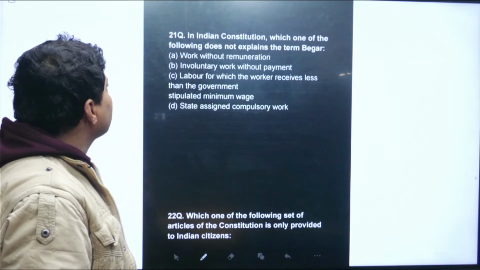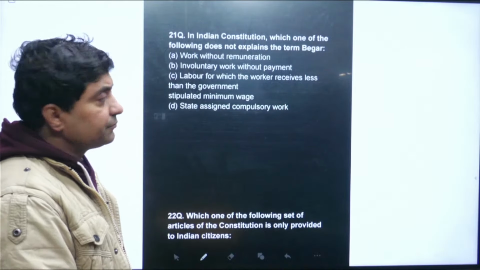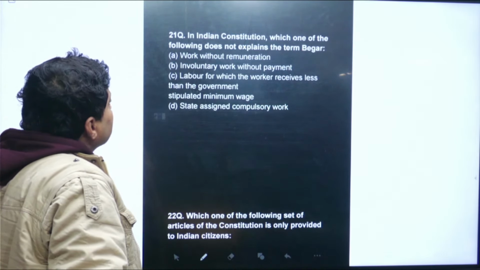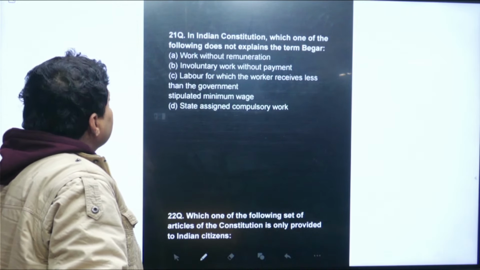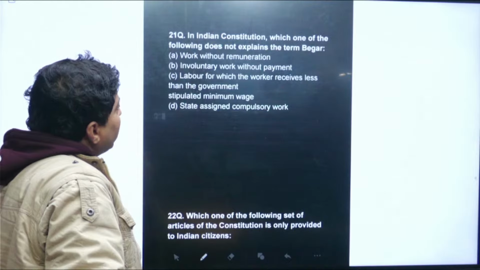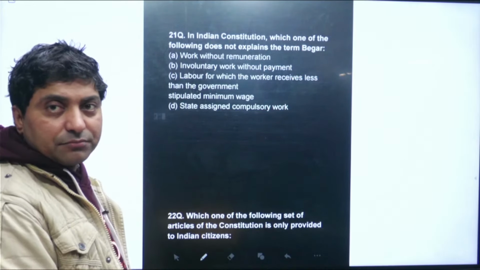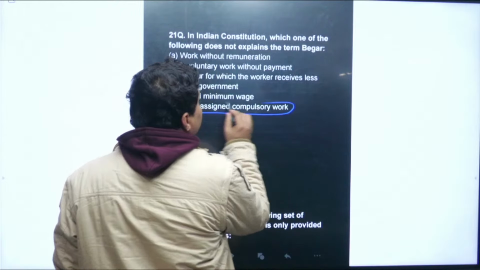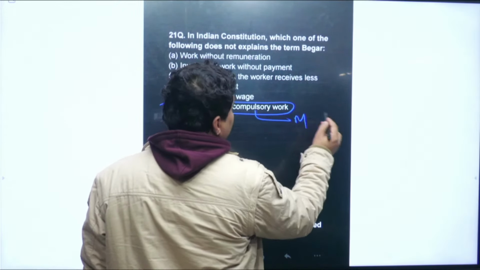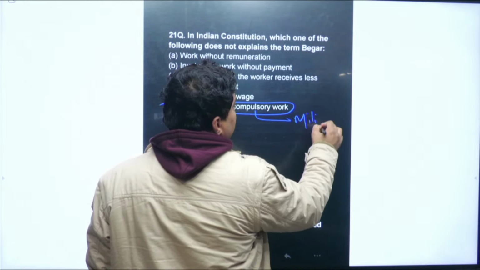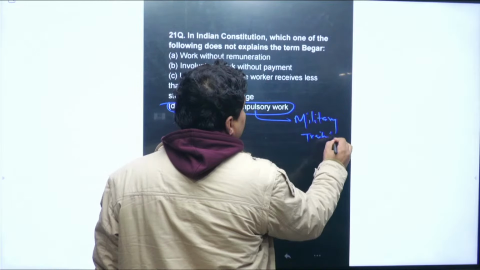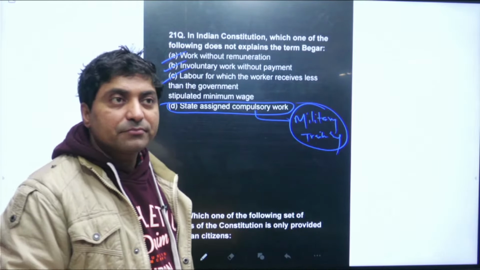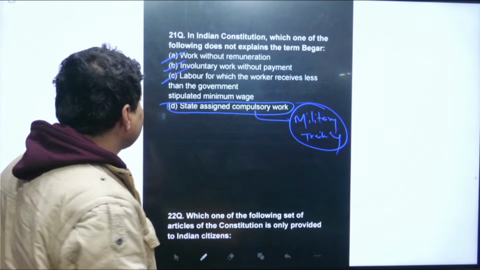In the Indian Constitution, which one of the following does not explain the term beggar? Work without remuneration, involuntary work without payment, labor for which the worker receives less than the government's stipulated minimum wages, state assigned compulsory work. Which does not explain the term beggar? Now let me tell you, state assigned compulsory work. For example, tomorrow the state may make military training compulsory. That cannot be called beggar. Otherwise, all three actually explain the term beggar, right? So basically, D would be the correct answer.